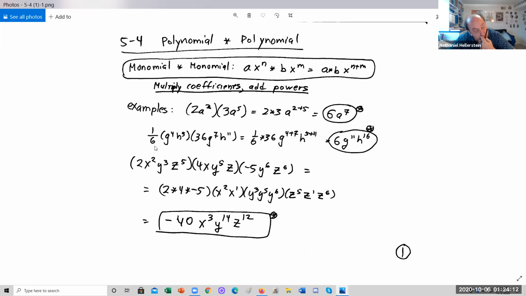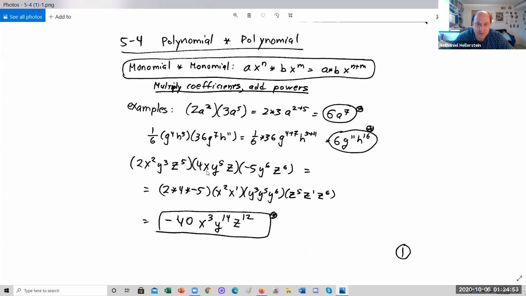And here we have more than one variable. We just add different powers in different variables. So 1/6 g to the 4th h to the 5th times 36 g to the 7th h to the 11th. The coefficients are 1/6 and 36. We multiply them here. G has powers 4 and 7, so you get g to the power 4 plus 7. H has powers 5 and 11, so you get h to the power 5 plus 11. 1/6 of 36 is 6. 4 plus 7 is 11. 5 plus 11 is 16. So 6g to the 11th, h to the 16th.